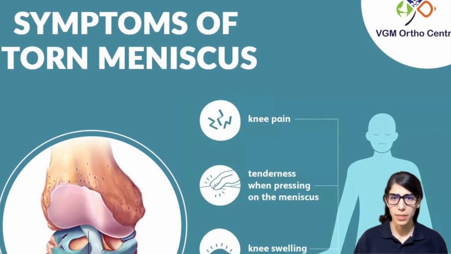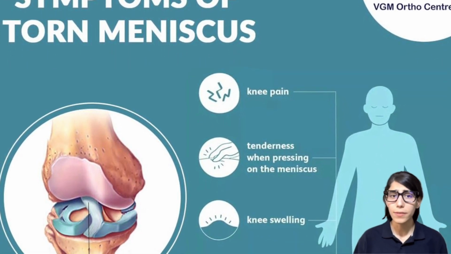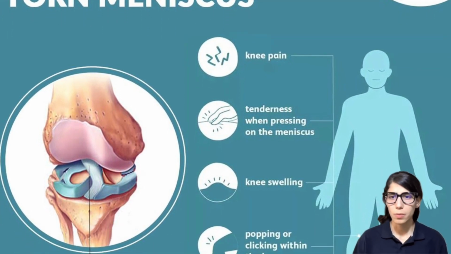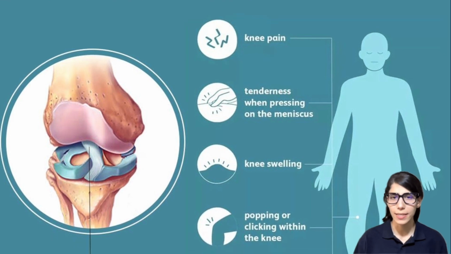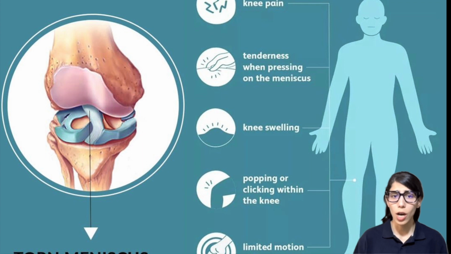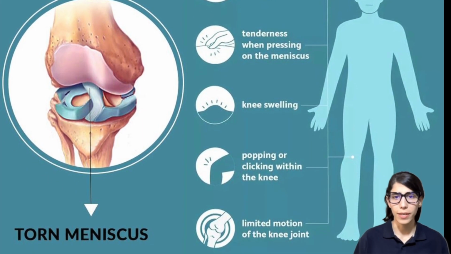The symptoms of a meniscus tear can vary but often include pain, swelling, stiffness, and sensations of the knee locking or catching. Some individuals may experience difficulty fully extending or bending the knee. The severity of symptoms can depend on the type and location of the tear. Accurate diagnosis is crucial for effective treatment.